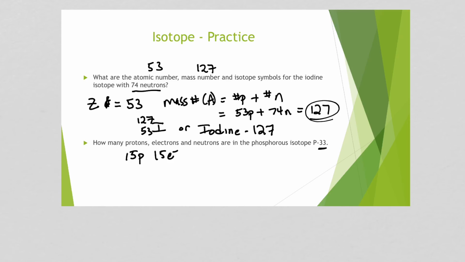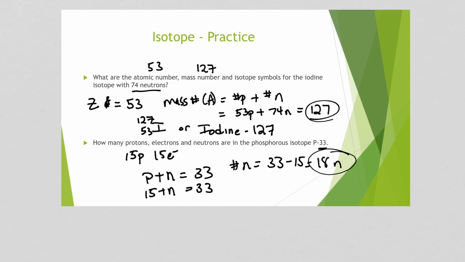Now, neutrons we can get from the mass number. So if we know that the mass number is protons plus neutrons, we know that the protons plus the neutrons has to equal 33. So that means 15 plus the number of neutrons has to equal 33. So the number of neutrons equals 33 minus 15, or 18 neutrons. So we have 15 protons, 15 electrons, 18 neutrons in phosphorus 33 isotope.